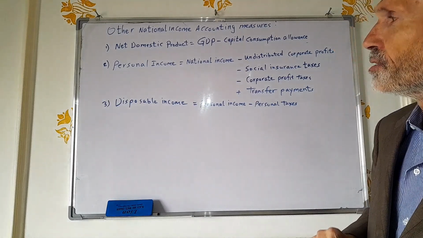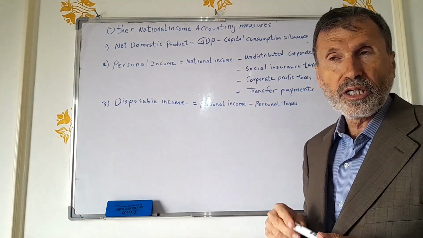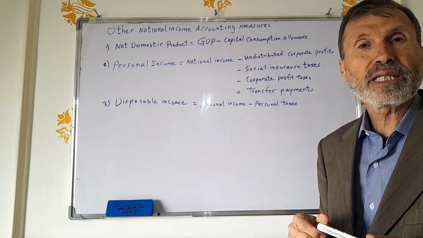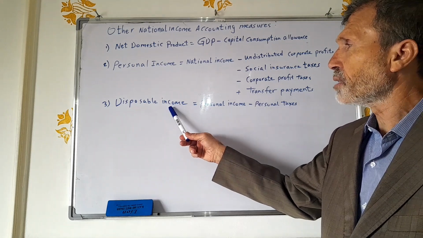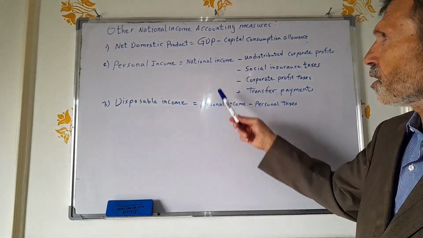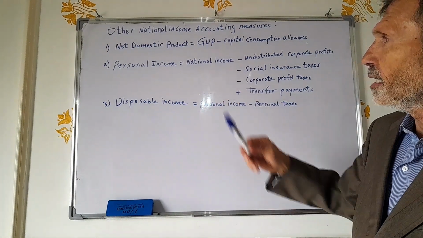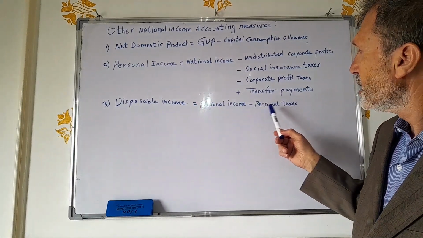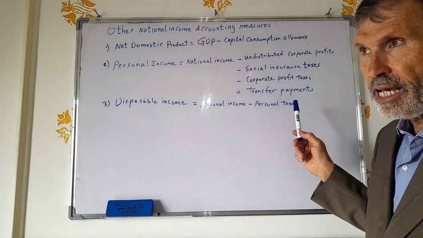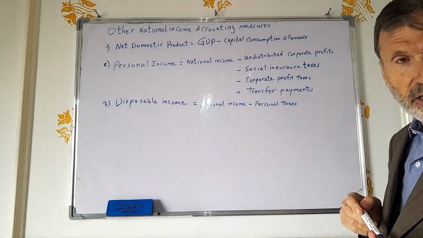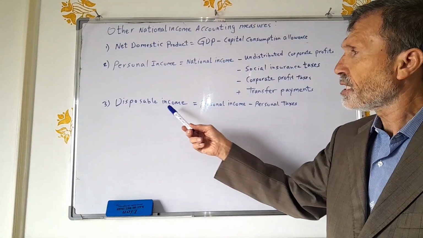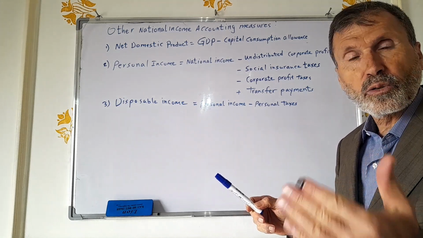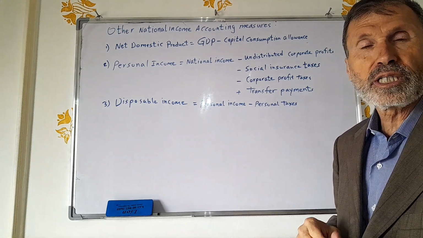Now we move to the third measure of output, or GDP, which is disposable income. Sometimes it is called spendable income. This disposable income is equal to the personal income, which we just calculated, minus the personal taxes, usually income taxes. This disposable income is usually used to either consume or save. That's why it's called spendable income.